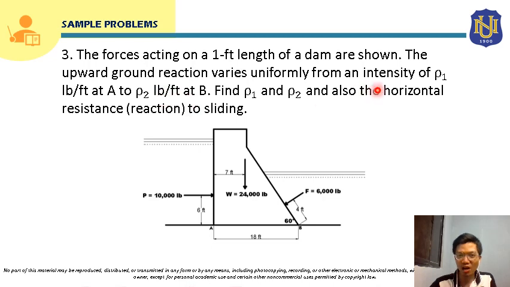This is called the horizontal reaction due to sliding, because if it is not supported by a horizontal reaction, this dam will be pushed to the right. This will govern, since this force is greater than the force directed to the left. If it is not supported by a horizontal reaction or resistance, since it will be pushed to the right, it will slide. So we will solve for those items now for this problem. Let's start solving this.